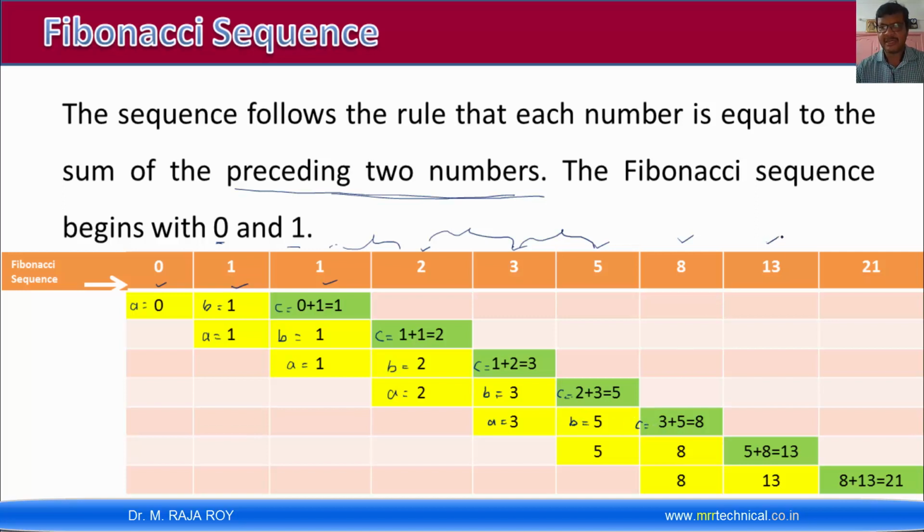Next, suppose I want to get 13. To get 13 I have to add these two. Now observe, this value I consider as A and this value I consider as B. Then C equals A plus B, which means 5 plus 8, 13, you are getting. So the series goes on like this. Next, suppose I want to get 21. I have to add these two. Now this 8 is becoming A and this 13 is becoming B. This is equal to C. So A equals B you write, B equals C you write. Then the C value is A plus B, that means 8 plus 13, 21, you are getting.